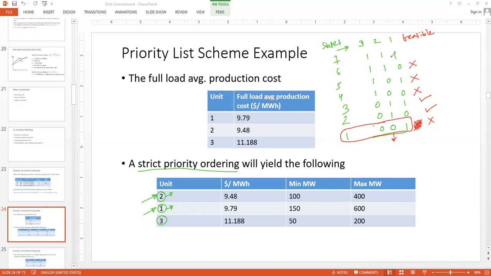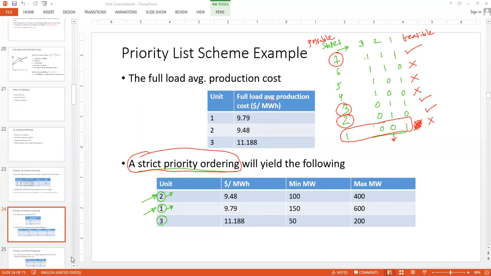Here all are turned on. Yeah, that is possible because I'm turning on unit number 2, then unit number 1, and then unit number 3. So you can see among these 7 possible states, I'm only getting 3 states which are feasible, and this is only because I am following a strict priority ordering. So I have to choose either state number 7, state number 3, or state number 2 when I am doing unit commitment or decommitment. Okay.